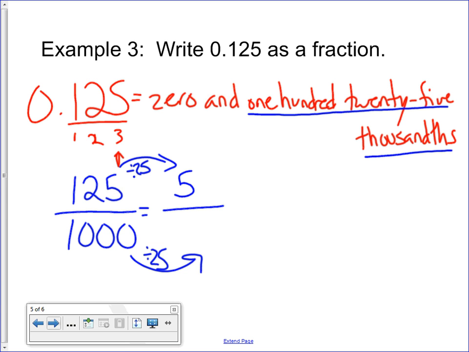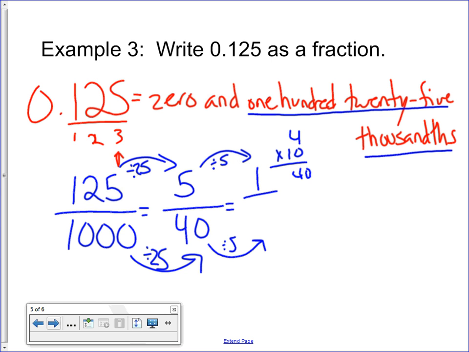Now I have to take 1,000 divided by 25. So how many quarters would it take to make $10? Let's think about that for a second. I know that 4 quarters makes every dollar, right? So 4 times 10 is 40. So it would be 40 quarters makes $10. I can still divide again because it ends in a 5 and a 0. 5 divided by 5 is 1. 40 divided by 5 is 8. So the fraction then is 1/8.